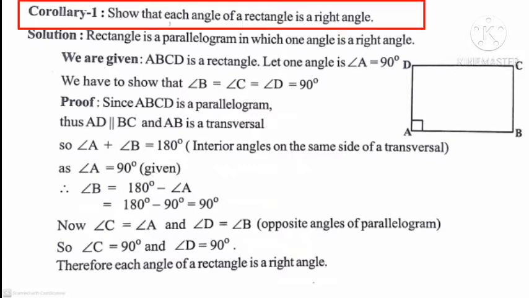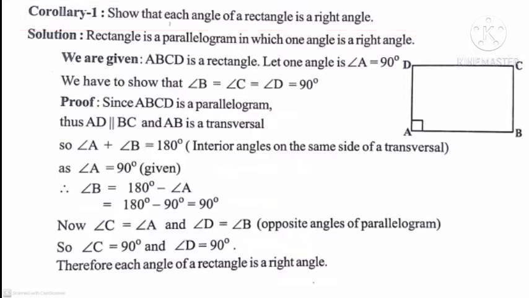Show that each angle of a rectangle is a right angle. Solution. Rectangle is a parallelogram in which one angle is a right angle. Given ABCD is a rectangle. Let one angle, angle A, equal to 90 degree. We have to show that angle B equal to angle C equal to angle D equal to 90 degree. Proof. Since ABCD is a parallelogram, because every rectangle is a parallelogram, thus AD is parallel to BC and AB is a transversal.